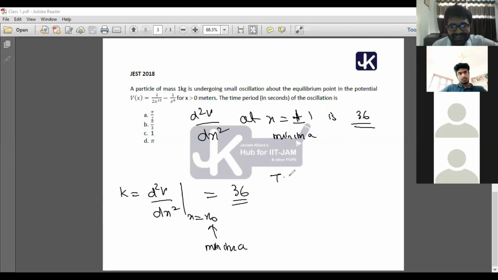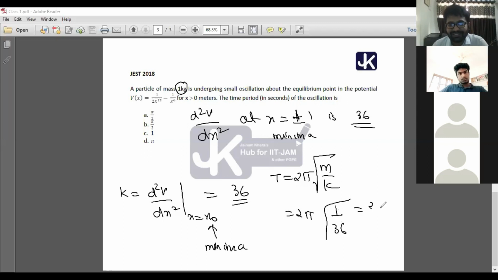So it's done. What is the time period? 2 pi under root m by k. So this is 2 pi under root, what is the mass? Mass is 1 kilogram upon k, which is 36. 2 pi, what is the square root of 36, people? 6. What is 2 pi by 6? Pi by 3. Just imagine, you have just solved a 2018 question, everybody. In 2 hours of class, we have already solved an IIT exam question. How wonderful.